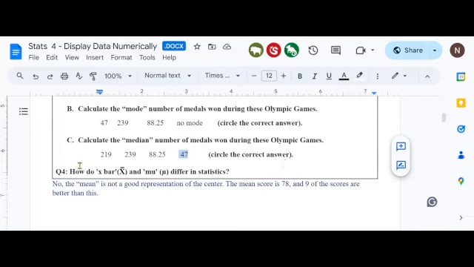How are X bar and mu different in statistics? X bar is used for the sample, while mu is used for the population. Right, write the answer here.